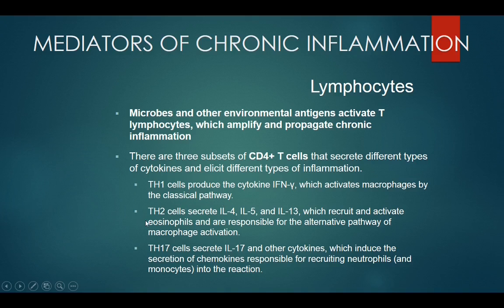And T helper 2 secretes interleukin 4, interleukin 5, and interleukin 13, which are responsible for the alternate pathway. T helper 17 secretes interleukin 17 and some other cytokines, which induce the secretion of chemokines responsible for recruiting neutrophils into the reaction. So T helper 17 is responsible for recruiting neutrophils in chronic inflammation.